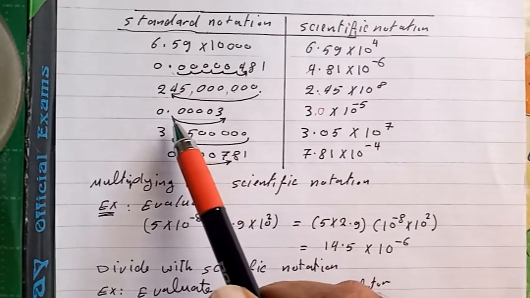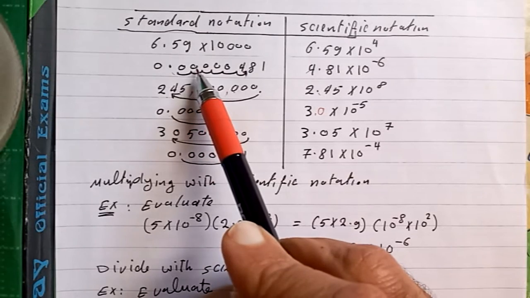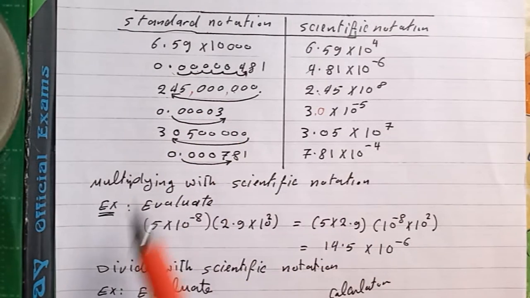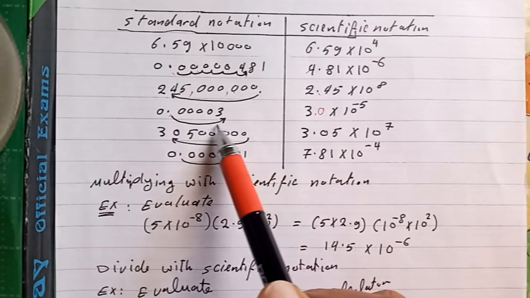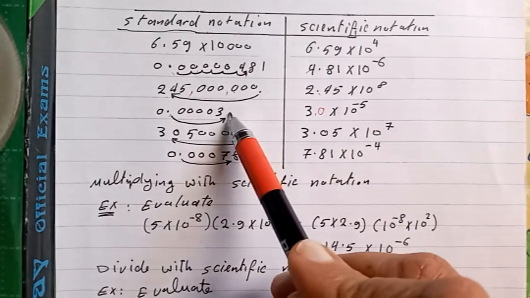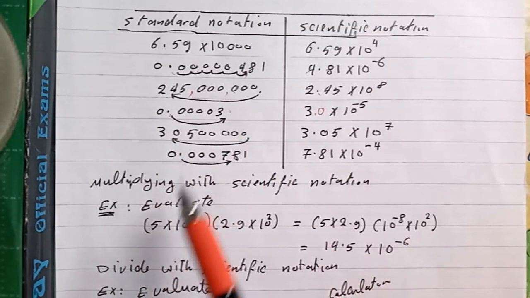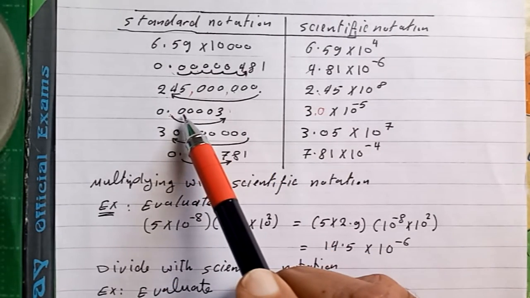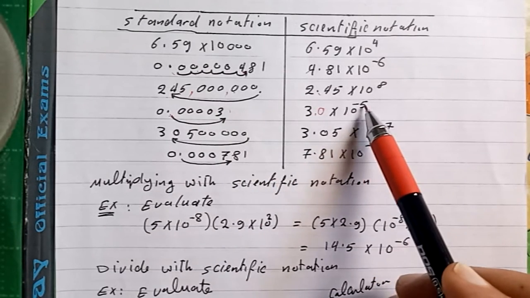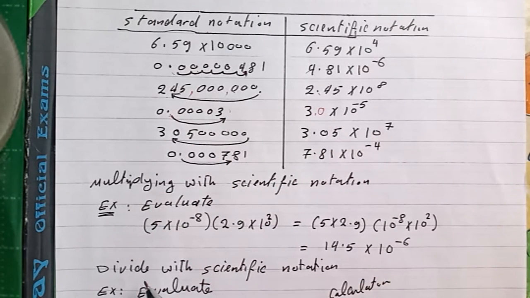For this one, 0.0003, I will move the decimal point up to 3. It will be 3.0, because 0 here is nothing. And count how many places? 1, 2, 3, 4, 5. So it will be 10 to the power of negative 5, because you moved it to the right.